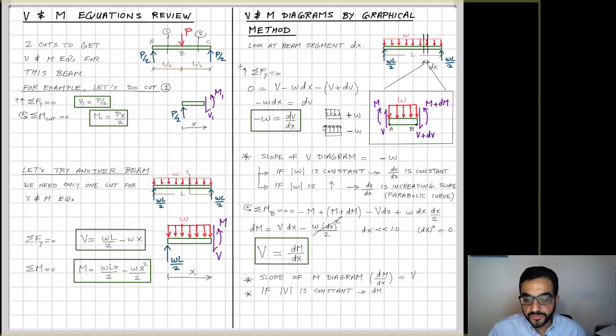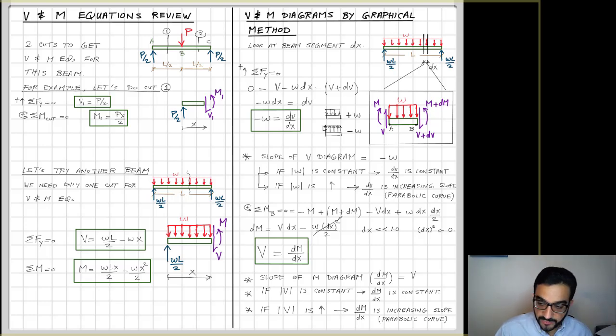So if the value of V as a magnitude is constant, this means that the slope of the moment diagram is also constant over the length of the beam, which means that the M diagram here is a line. But if the value of the shear is increasing, then this means that the slope of the moment curve or diagram is increasing, which indicates that the moment diagram is a parabolic shape.